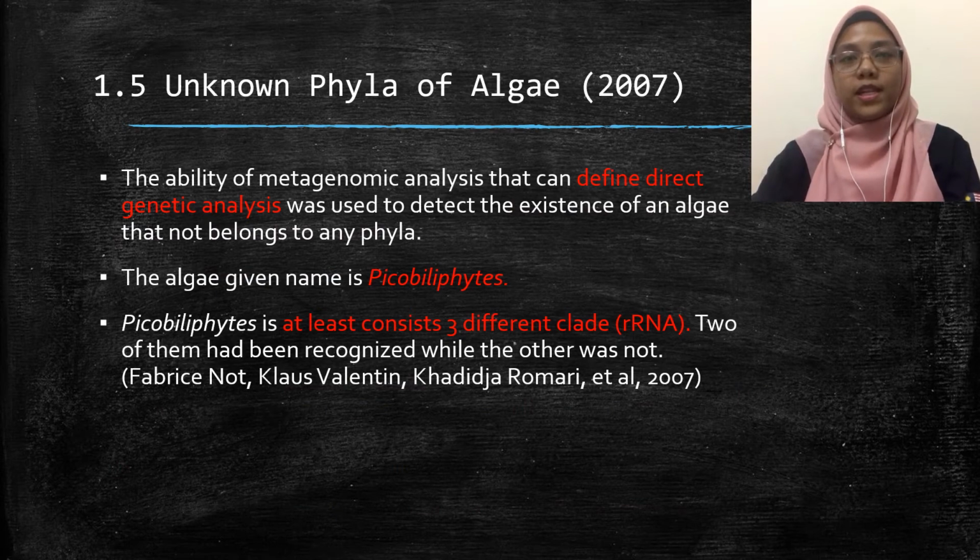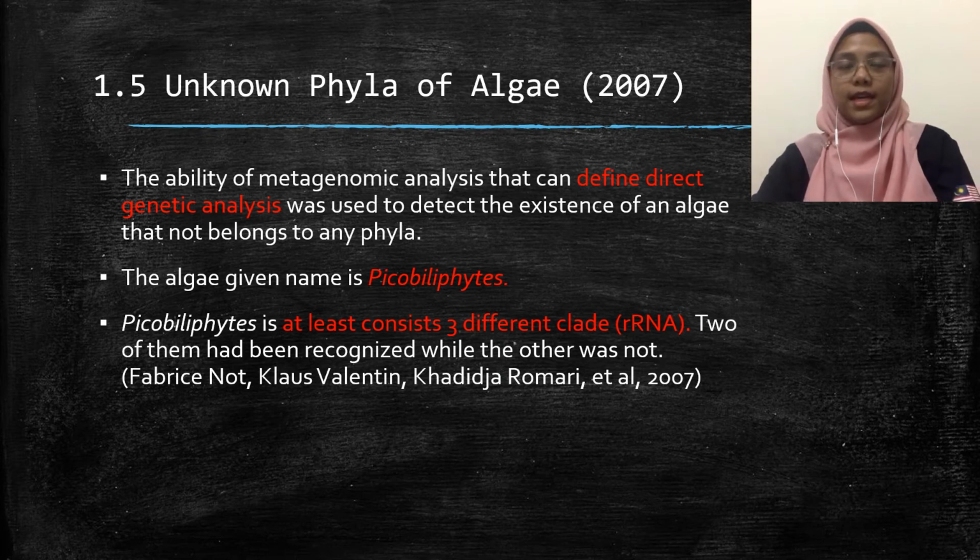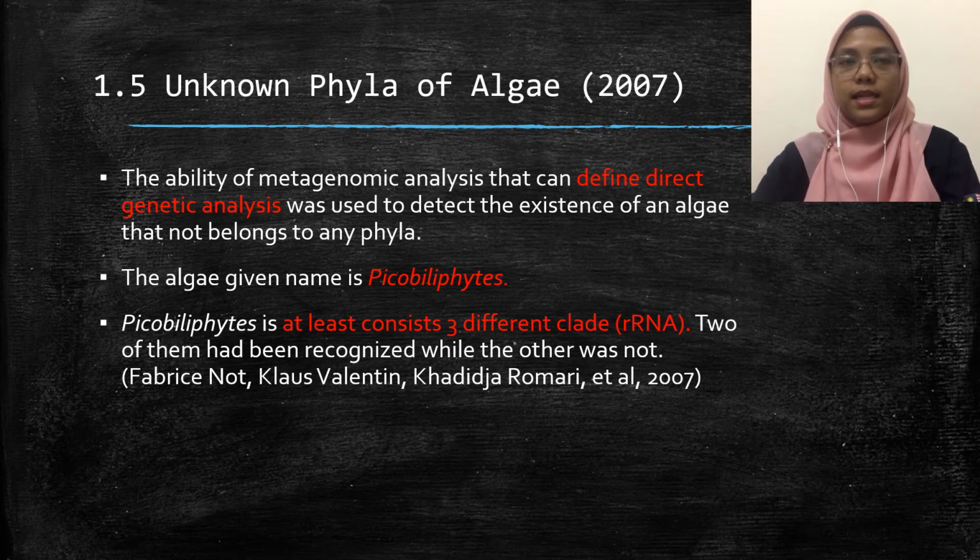By the year 2007, an unknown phylum of algae was found. An approach with the ability to perform direct genetic analysis, called metagenomic analysis, was used to detect the existence of algae which did not belong to any phylum. This algae was called picobiliphytes. Through some research, picobiliphytes consist of at least 3 different clades, of which 2 have been recognized, while the other has not.